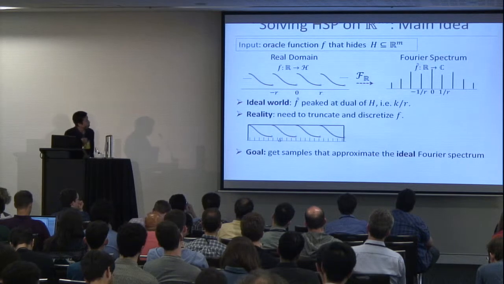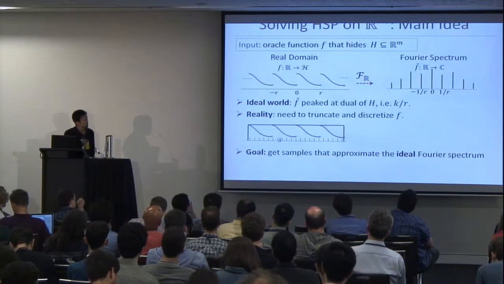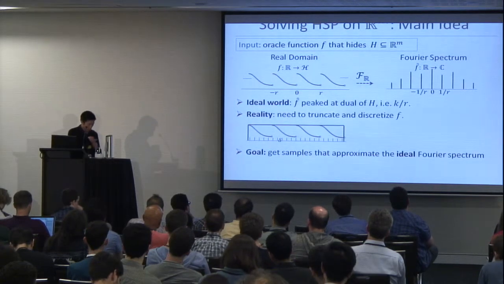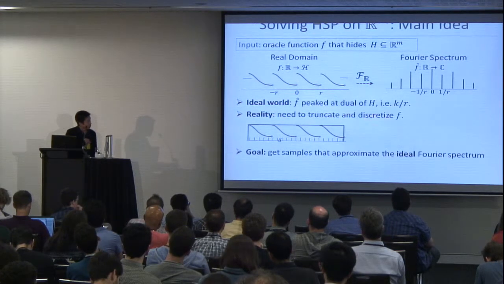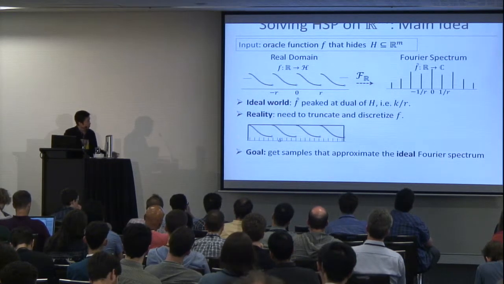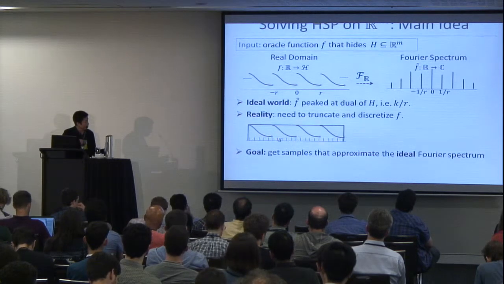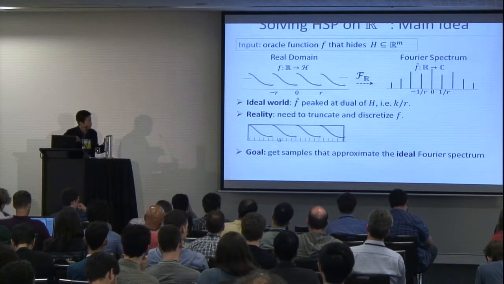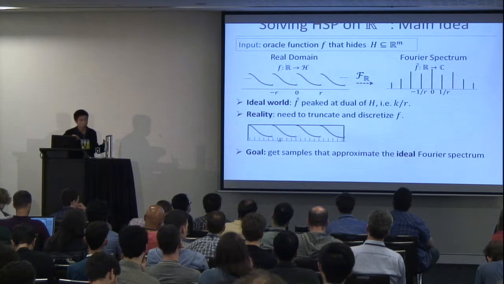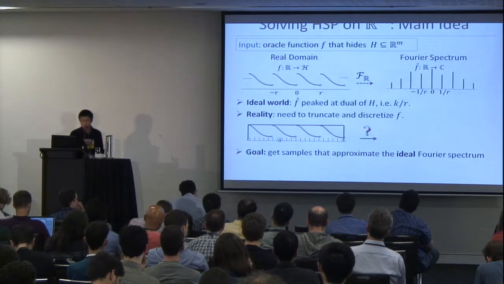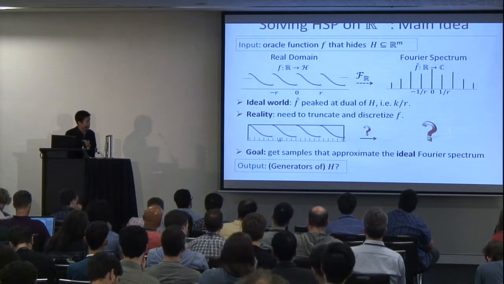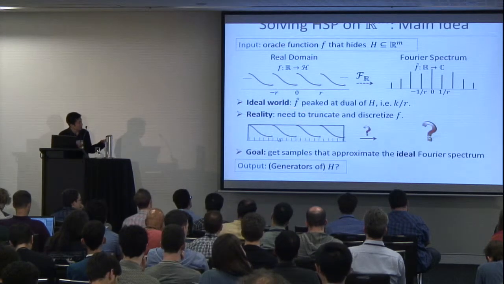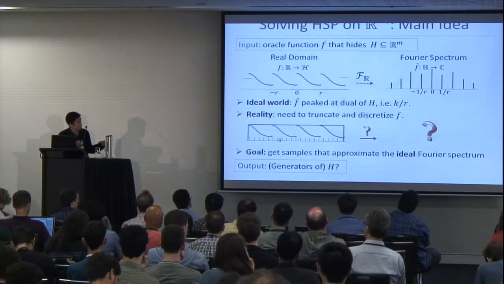But unfortunately, we cannot compute the continuous Fourier transform on a computer, which is digital and only has finite memory. So in reality, we need to truncate and discretize the function. Namely, we're going to evaluate f on a bunch of discrete points inside a finite region. The goal here is to approximate the ideal Fourier spectrum. So the question is what to do and what we get in order to recover the hidden subgroup. To figure this out, let's look at how truncation and discretization affect the ideal spectrum.